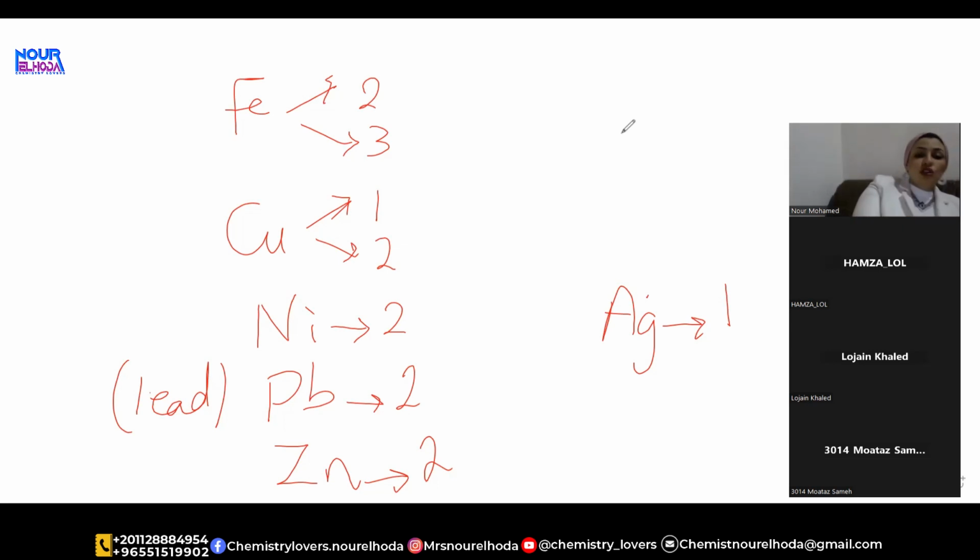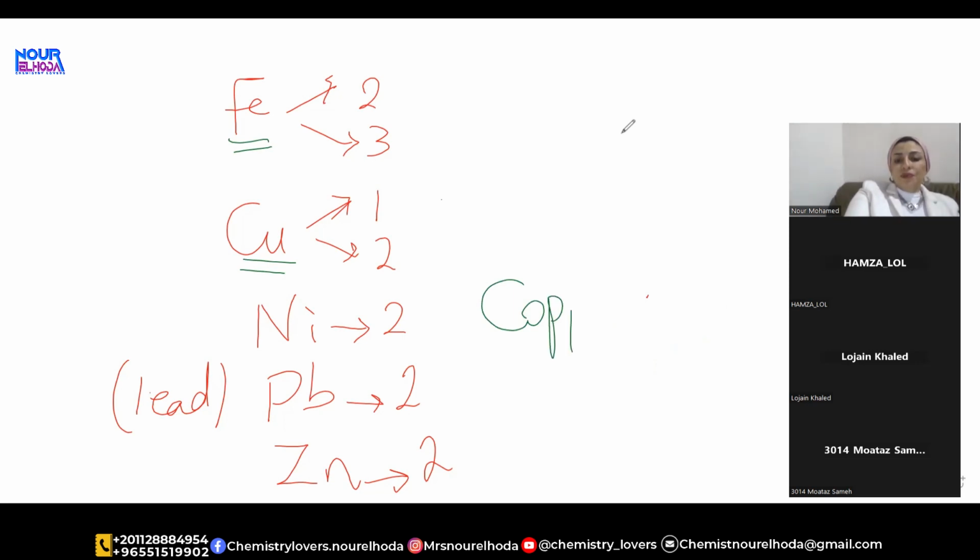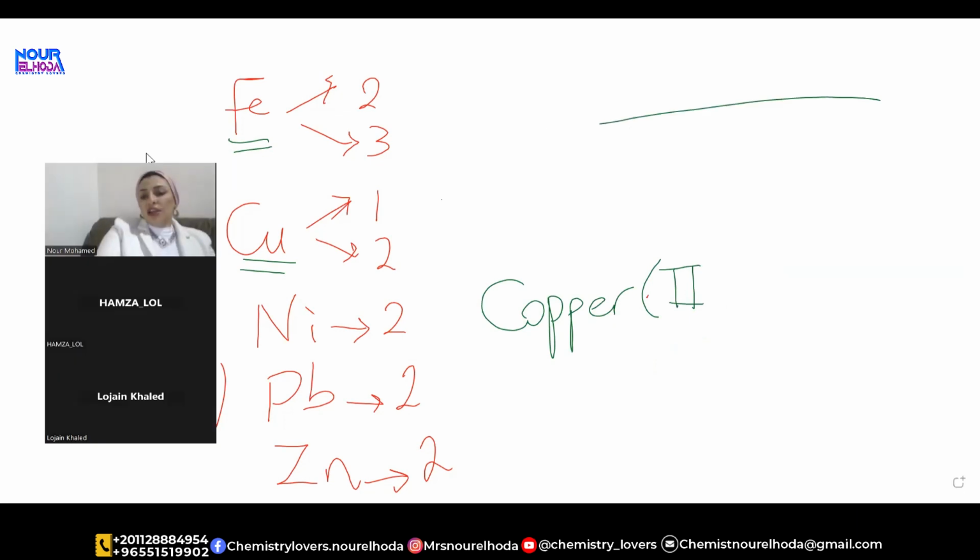How do I know in the exam whether copper is 1 or 2? How do I know whether iron is 2 or 3? In a very easy way, I'm going to tell you in the exam. I will write copper, and then 2 in dashes, sulfate. This means in this case the copper was 2, not only 1.